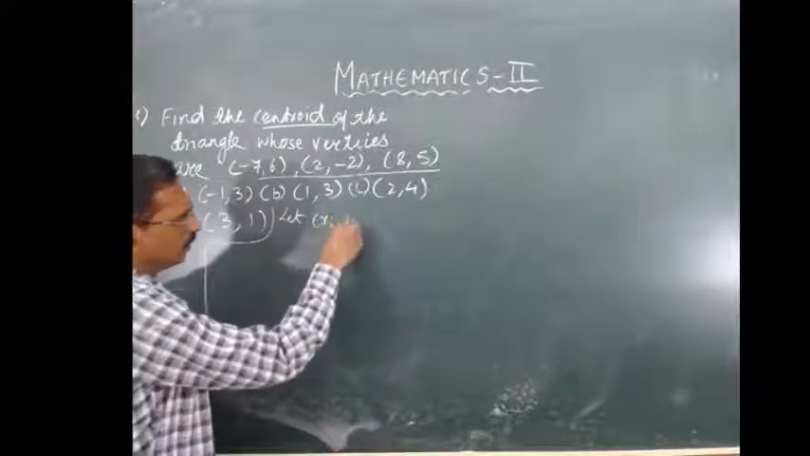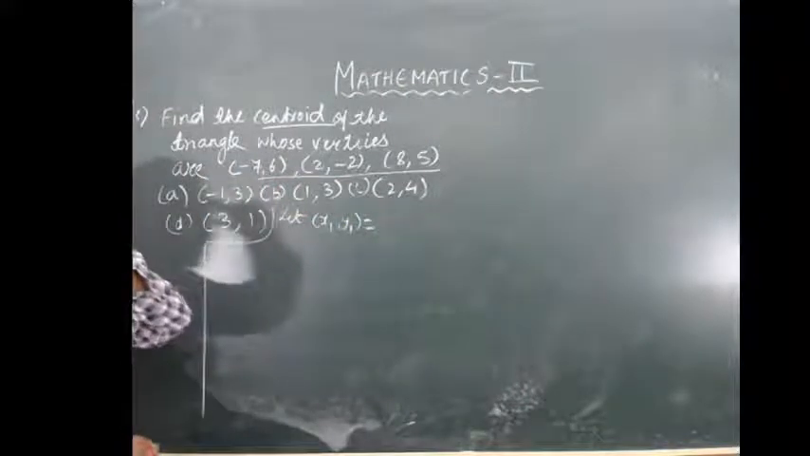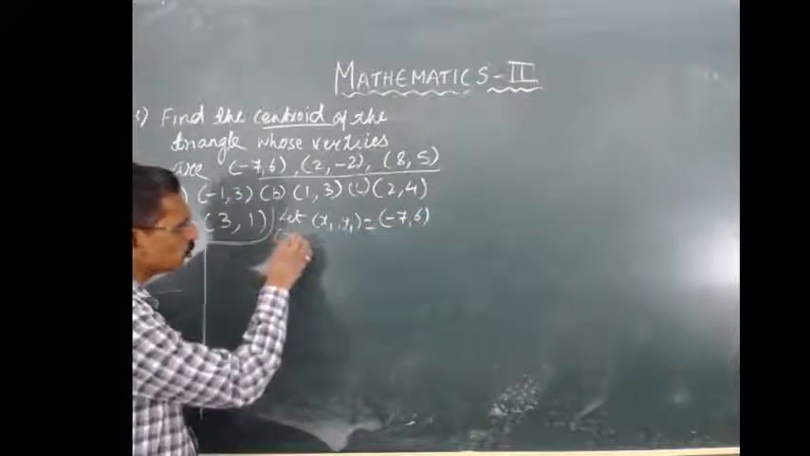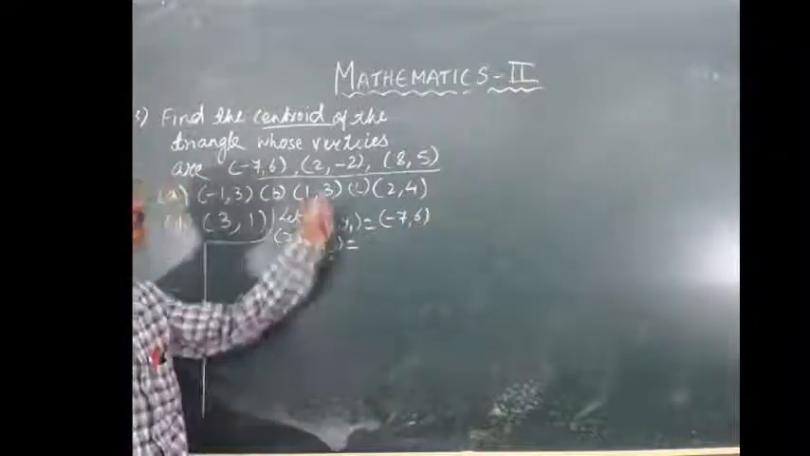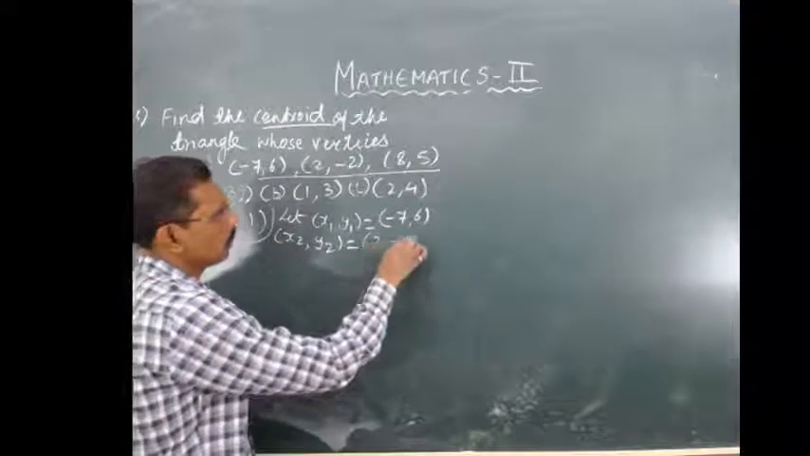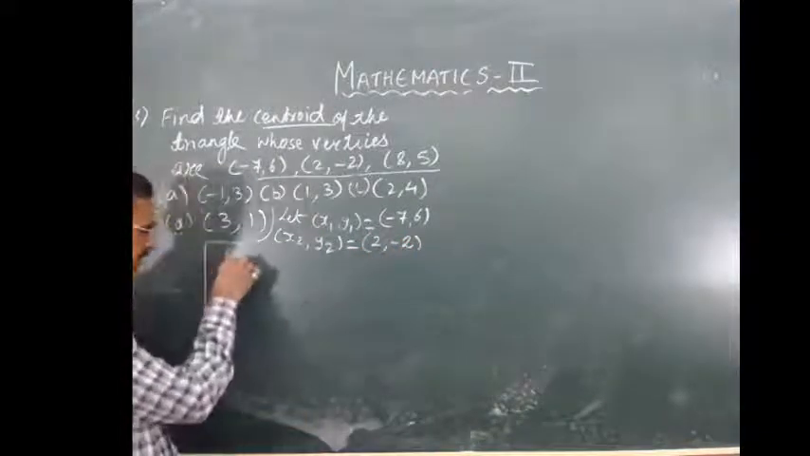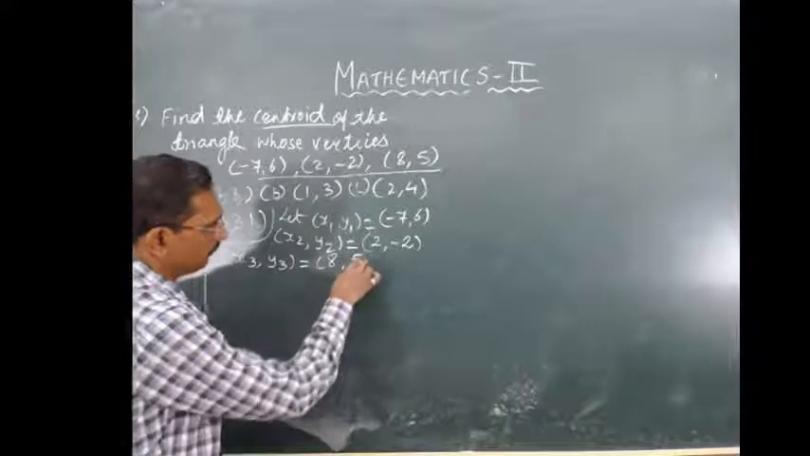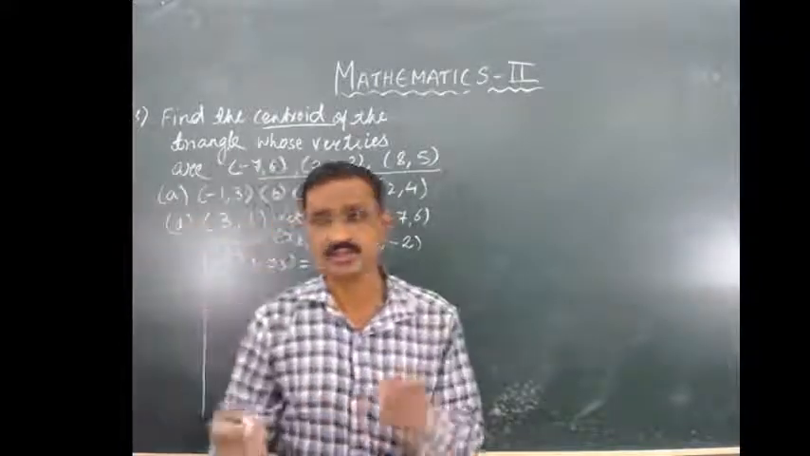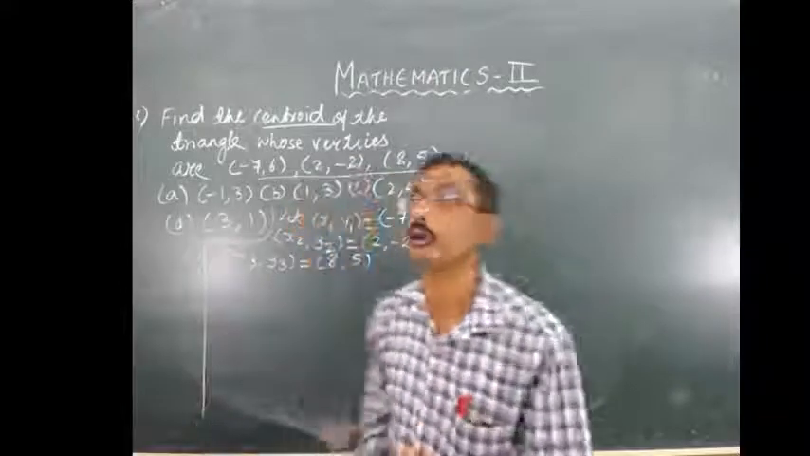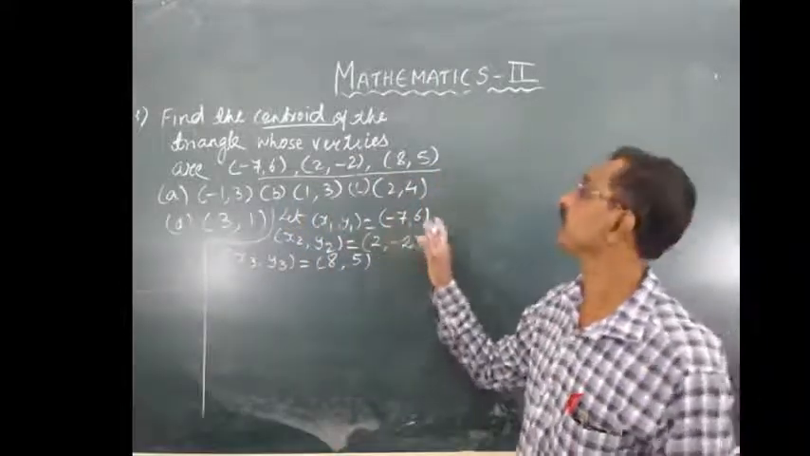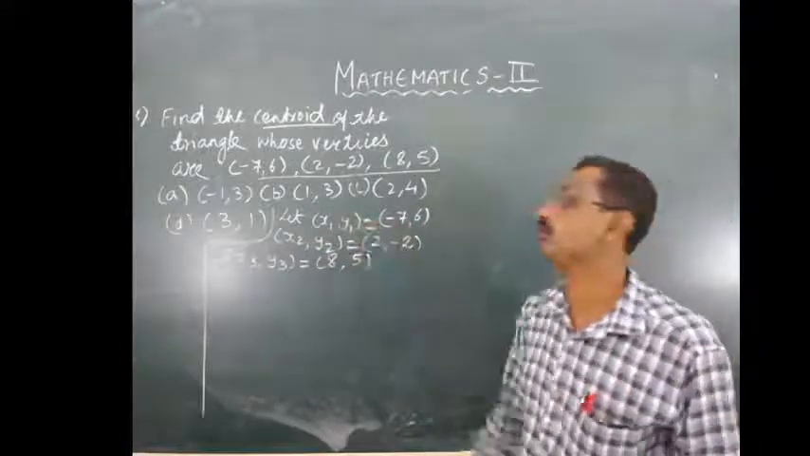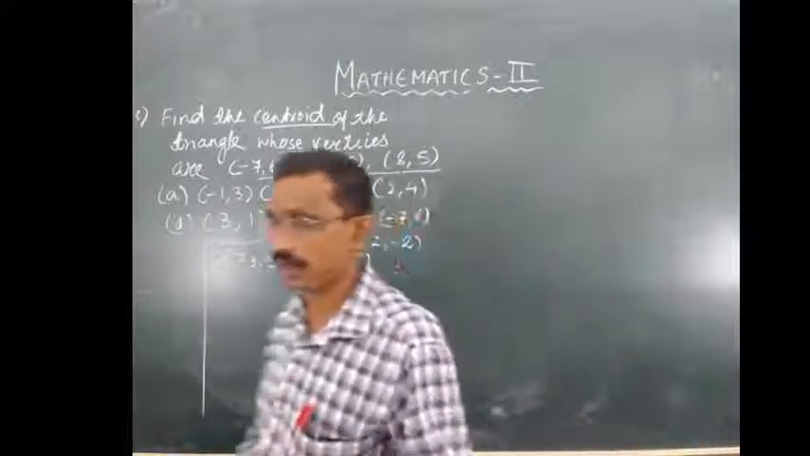Let x1, y1 be... we have got 3 points. So x1, y1 will be minus 7, comma 6. x2, y2 will be 2, comma minus 2. x3, y3 will be 8, comma 5. As simple as that. We have to apply the centroid formula. We have x1, y1 as minus 7, comma 6, x2, y2 as 2, comma minus 2, x3, y3 as 8, comma 5. We will apply the centroid formula.